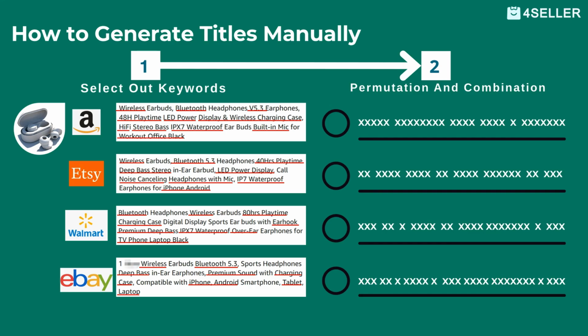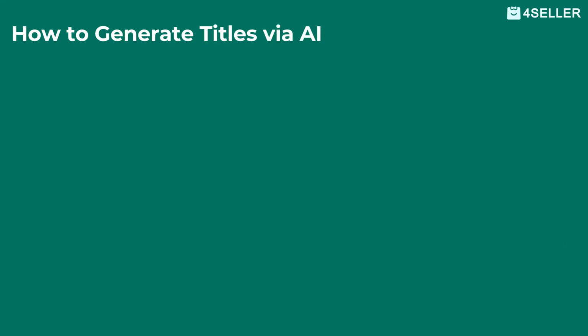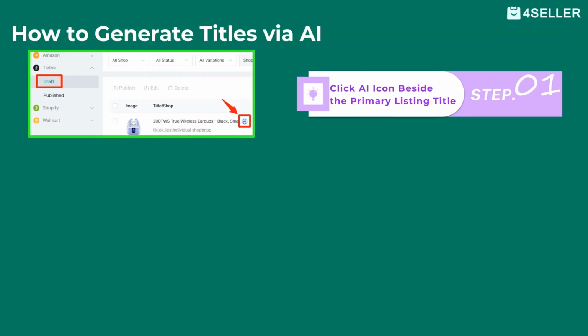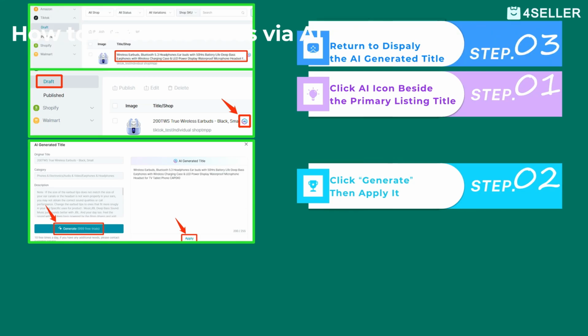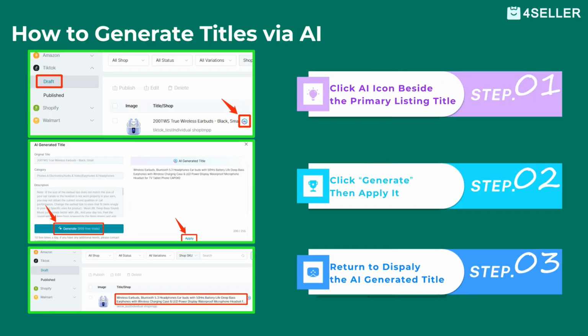Now, it only takes 3 steps and 10 seconds to generate a popular listing title through AI ForSeller. First, click the AI icon beside the primary listing title. Second, click Generate, then apply it. Third, return to display the AI-generated title.